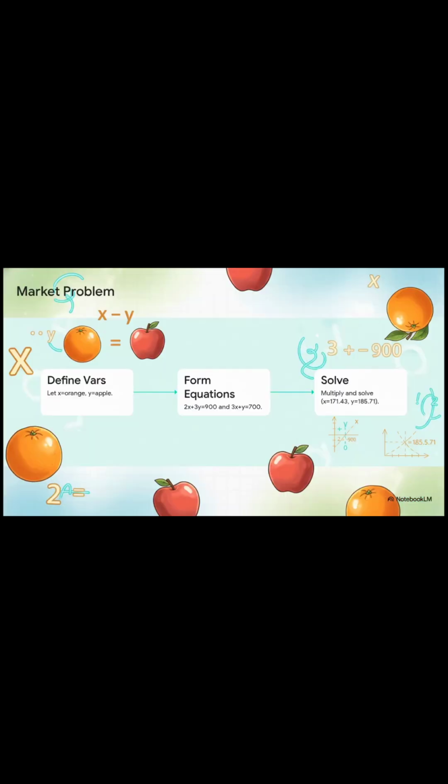Let's tackle a classic market problem, kind of like the one we saw at the very beginning, but this time with fruit. Let's say 2 oranges and 3 apples cost 900 naira, and 3 oranges and 1 apple cost 700 naira. Step 1. Translate the real world into algebra.